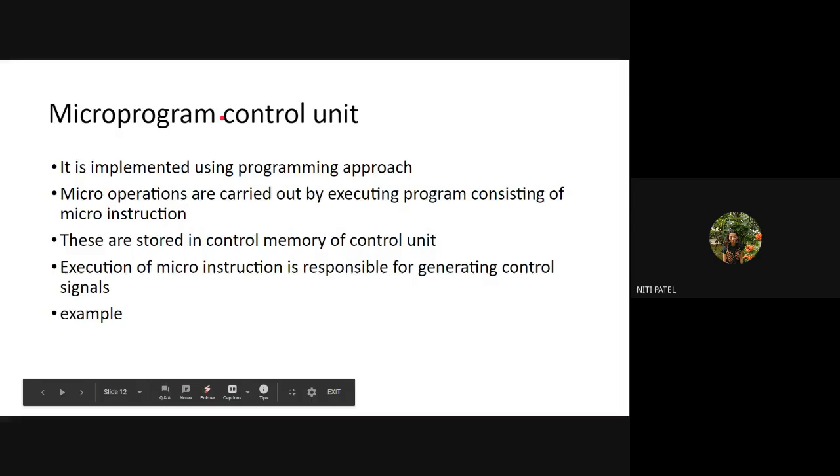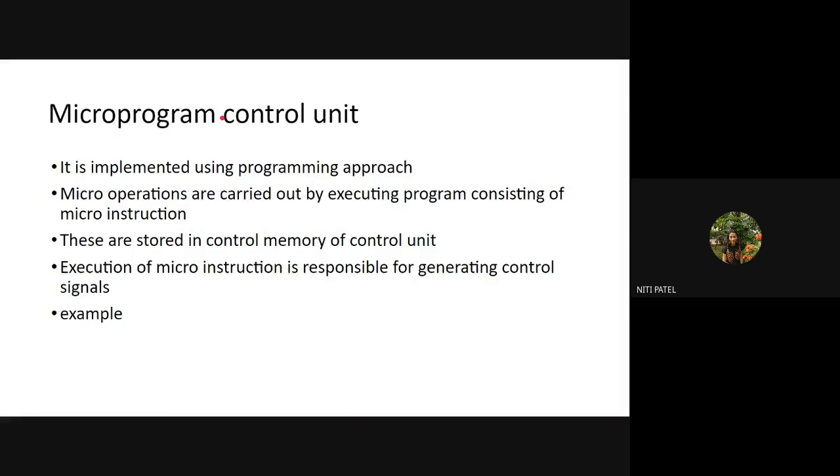Micro operations are carried out by executing programs consisting of micro instructions. What will those programs have? Whichever program I execute, all those programs will have smaller micro instructions. If I have a program of 100 lines, those 100 individual instructions are called micro instructions. They are stored in a control memory of a control unit. Where will these instructions be stored in the control unit? Inside a memory of the control unit called control memory. That means a control unit has a small memory which is used only for storing these instructions, and that memory is called control memory.